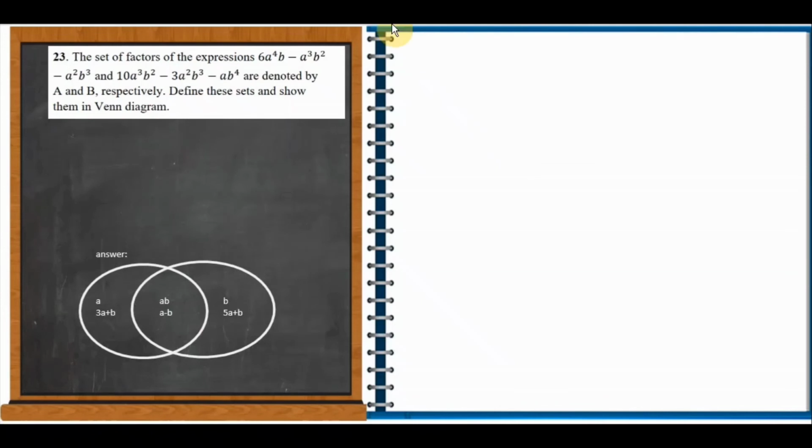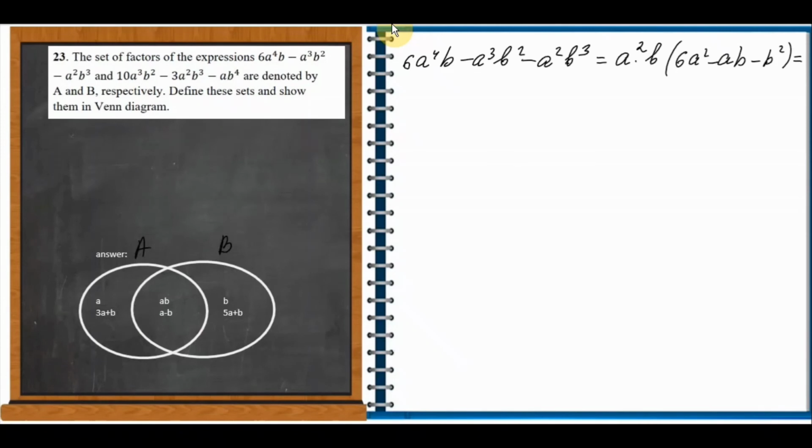Let's write the expression. First expression is 6a to the power of 4 b minus a cubed b squared minus a squared b cubed. We must factorize it and show the factors in set A. So it's set A and B. Now, how to factorize this? First of all, what comes to our mind is taking a squared b outside the bracket. They are common factors, so it's going to be 6a squared minus ab minus b squared.